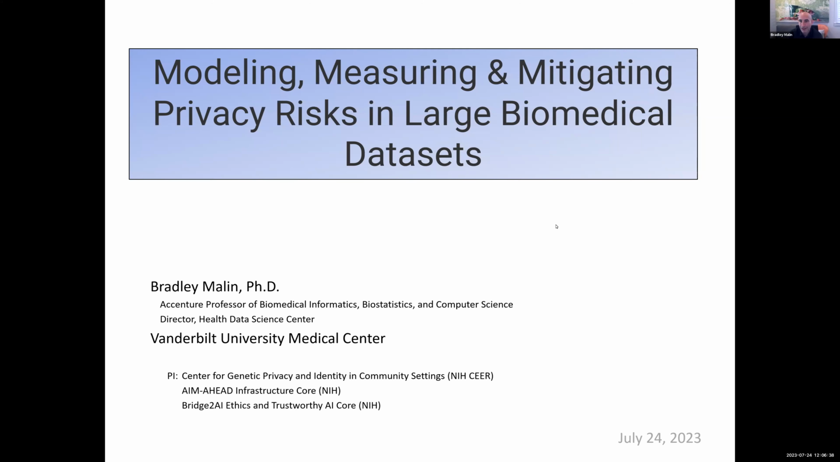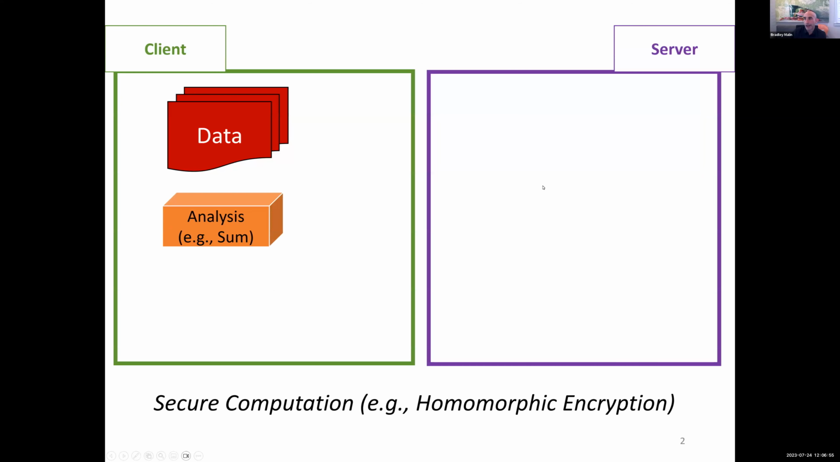So I called this modeling, measuring, and mitigating privacy risks because I want to go through the procession of how we go about thinking about these issues. Because it's not just a matter of telling you what privacy is, in my opinion. So where do we start? I want to start by talking about the paradigm, the way in which we think about analytics being performed in large biomedical research settings.